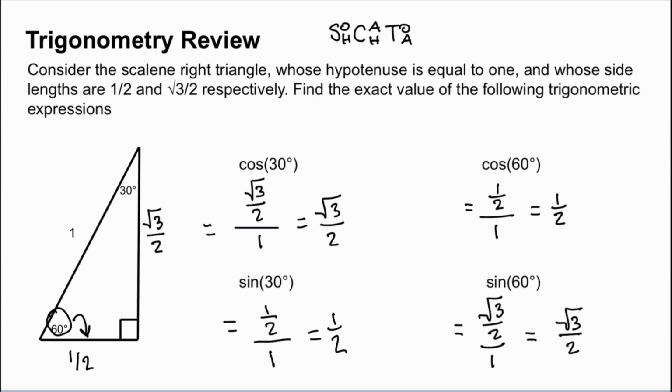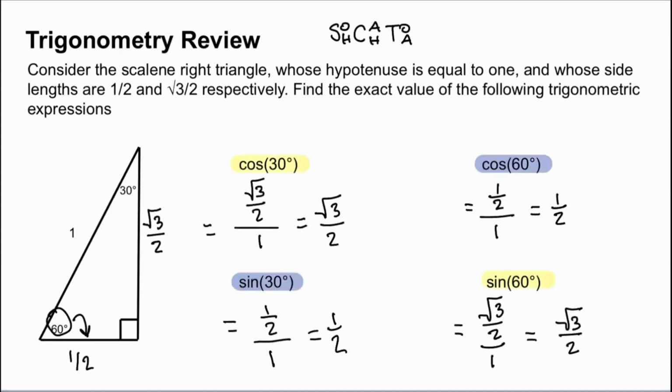Now, just an interesting thing to note is that cosine of 30 has the same value as sine of 60. And cosine of 60 has the same value as sine of 30. So it's just an interesting thing to note. We'll look at why this is the case a little later.